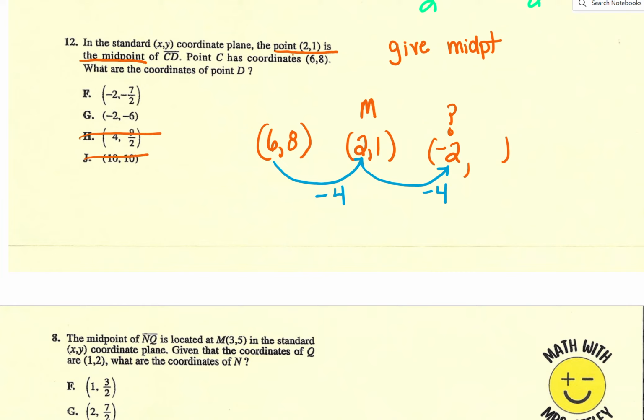Now the next one. To get from 8 to 1, I had to subtract 7. So obviously, I'm going to do the same thing on the other side if it's exactly in the middle. So 1 take away 7 is going to give me negative 6. And so my answer is G.